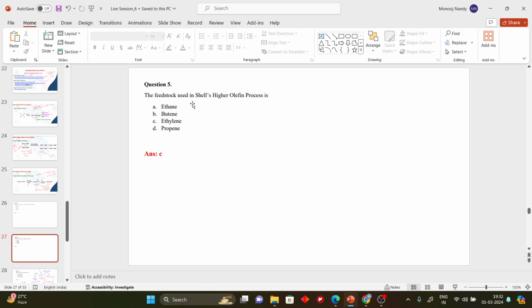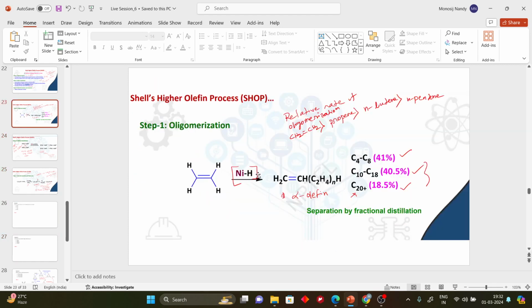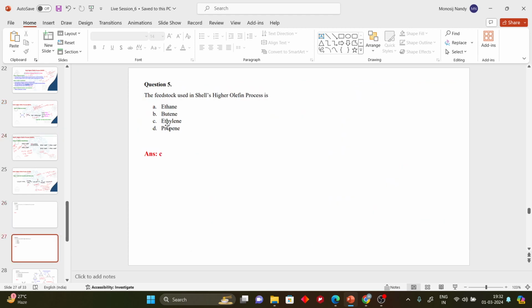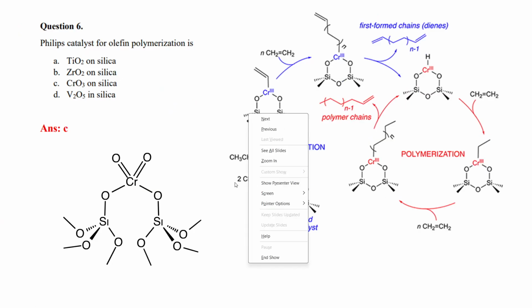The feedstock used in the process is ethylene, so that we have read actually. If we show this process, ethylene is used. So C is your option coming to this one. Yes.